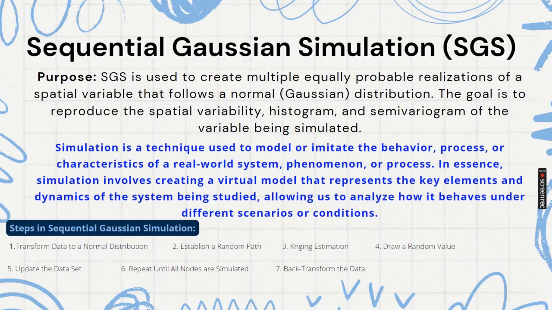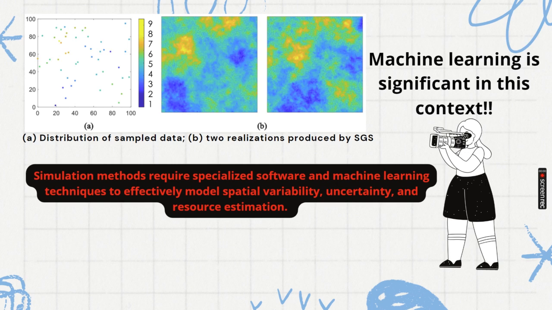Machine learning is essential. Software related things are very complicated, so I will not go into detail, because without having software you cannot imagine it. It is relatively difficult to grip, but you must have a basic idea. So machine learning is significant in this context. Simulation methods require specialized software and machine learning techniques to effectively model spatial variability, uncertainty, and resource saturation.